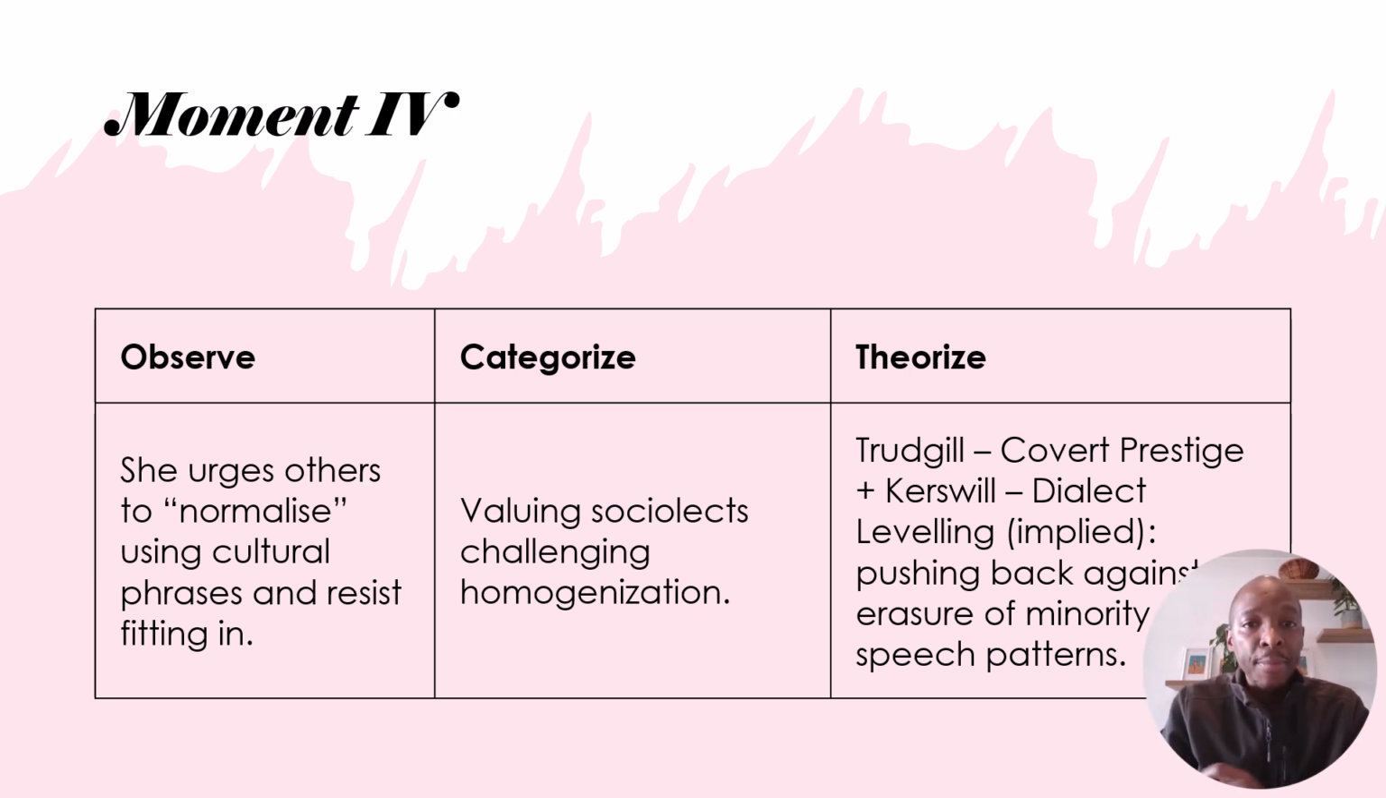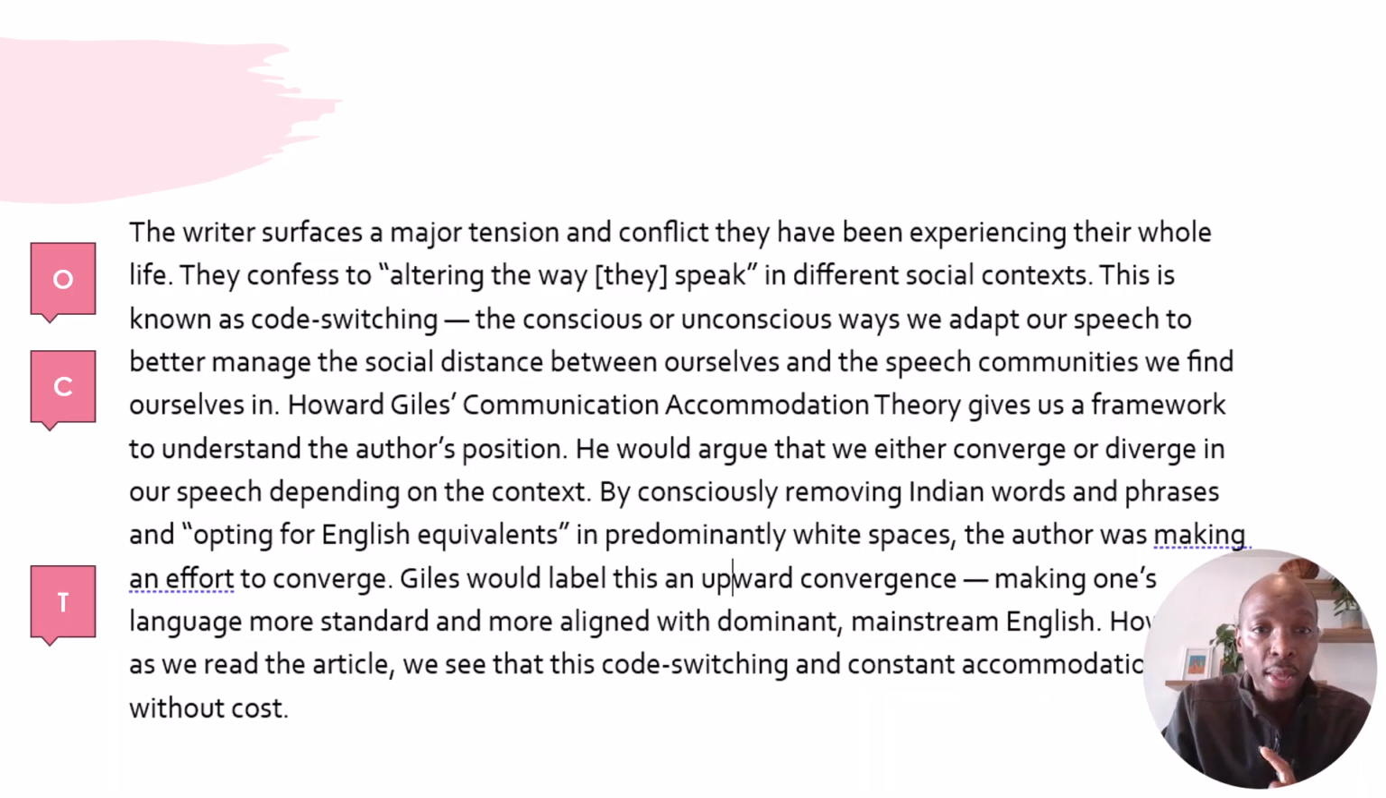So next, I've extracted a couple of the paragraphs that I've written. I won't post my whole essay here, but this is one of the paragraphs, and I've tried to code it on the side, where the observation is, where the categorization is, where the theory is. I'm observing that the writer surfaces a tension and conflict they've been experiencing their whole life. They confess to altering the way they speak in different social contexts. That's me observing what linguistic thing is happening there.